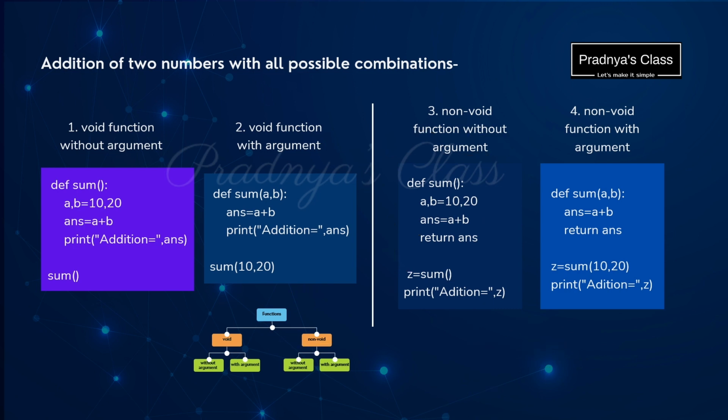Time to check out the last category, non-void with argument. Non-void means, you know, it will return some value, but with argument. With argument means we are passing some value to the function. 10 will get passed to A, 20 will get passed to B. Some calculation is performed in the function and it returns the value because it is a non-void function. The returned value is accepted in a variable and we are printing it.